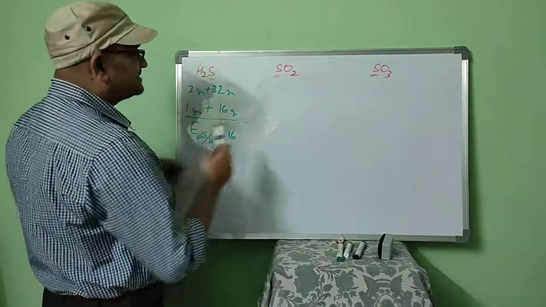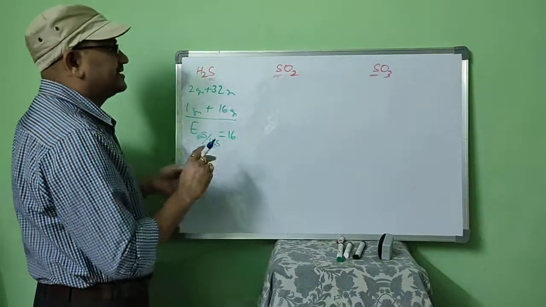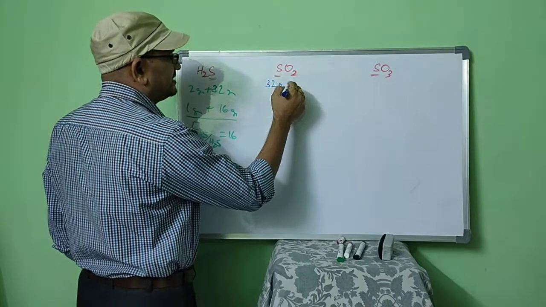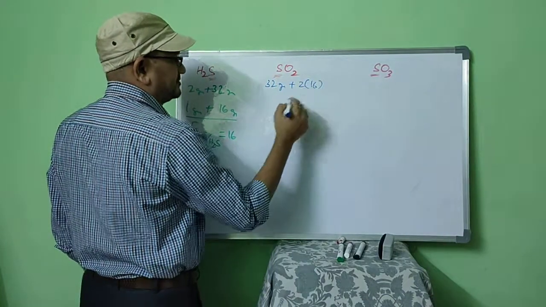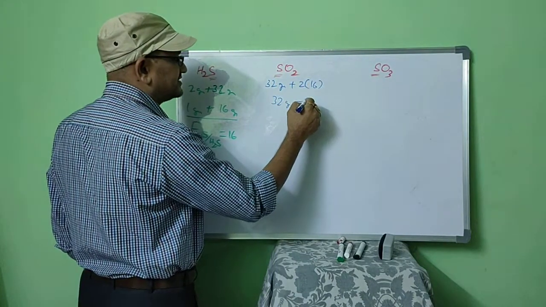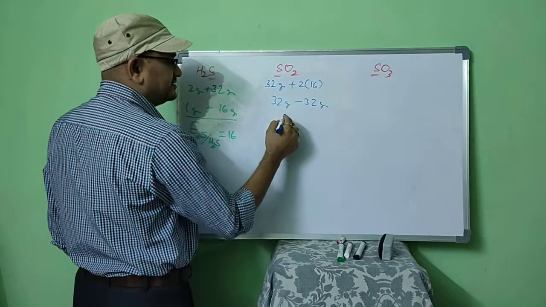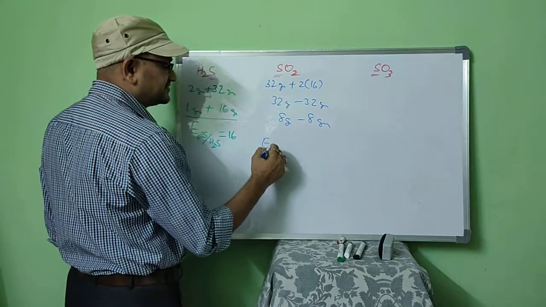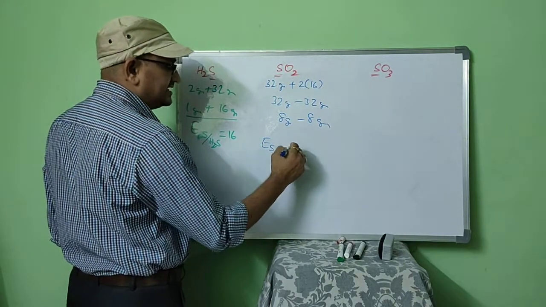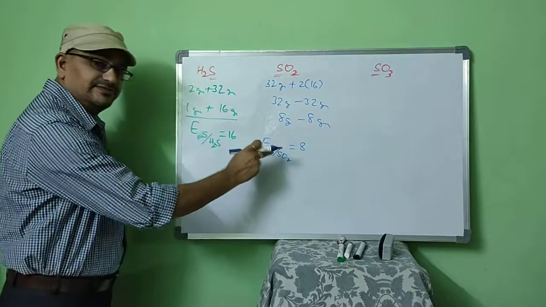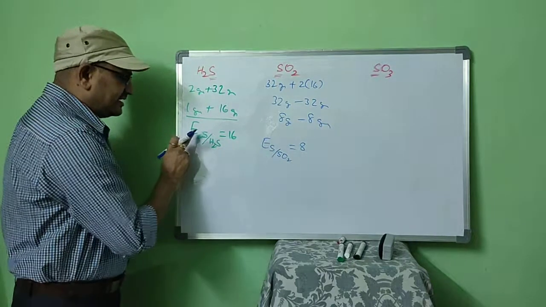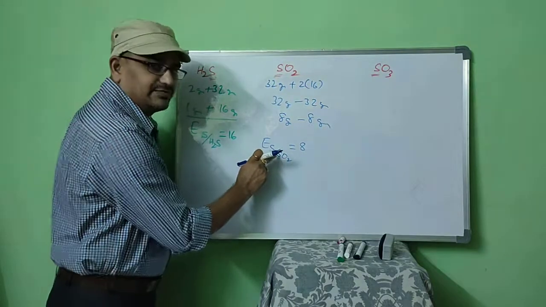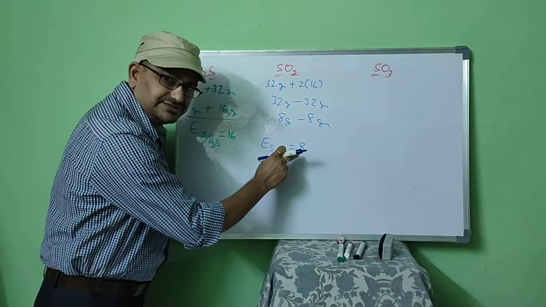Now, for the same sulfur, let us find the equivalent mass in this compound. 32 grams had combined with 2 into 16, which means 32 grams had combined with 32 grams. Then 8 grams had combined with 8 grams. So the equivalent mass of sulfur in sulfur dioxide is 8. See here and there, same sulfur. In one example, the equivalent mass of sulfur is 16, whereas in the other, it is 8.